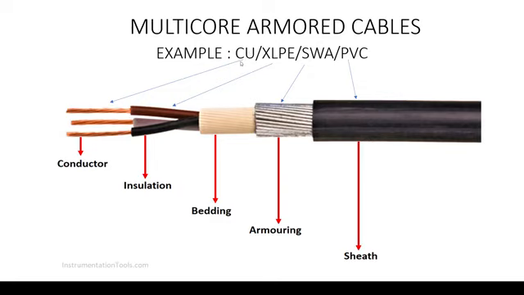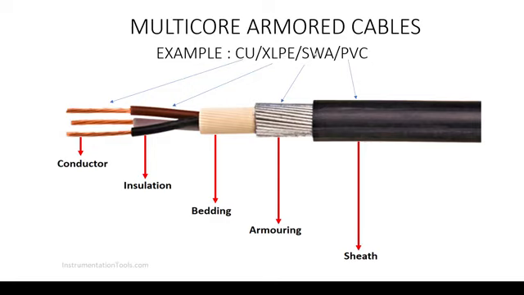Aluminum would typically be used in single core cables due to its magnetic properties. Then XLPE is the insulation directly above the conductor. This can be PVC or XLPE. It can even be, let's say, a fire retardant material, for example.